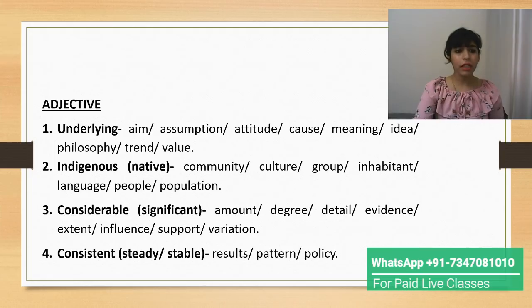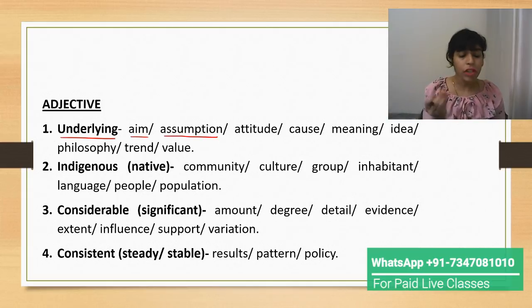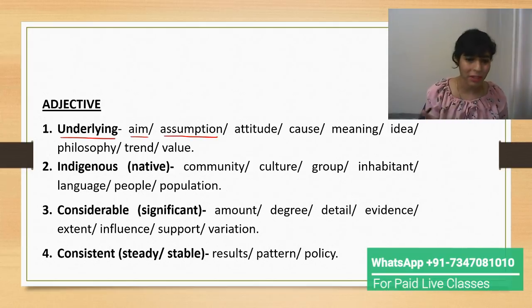Now we are proceeding to adjectives. So the first one is underlying. Underlying aim, underlying assumption. So underlying is an adjective. Adjective basically is a word which tells you something about a noun. So which aim? It is an underlying aim.